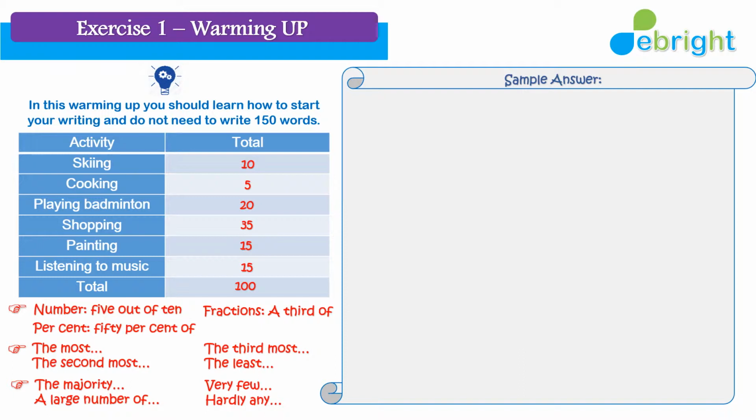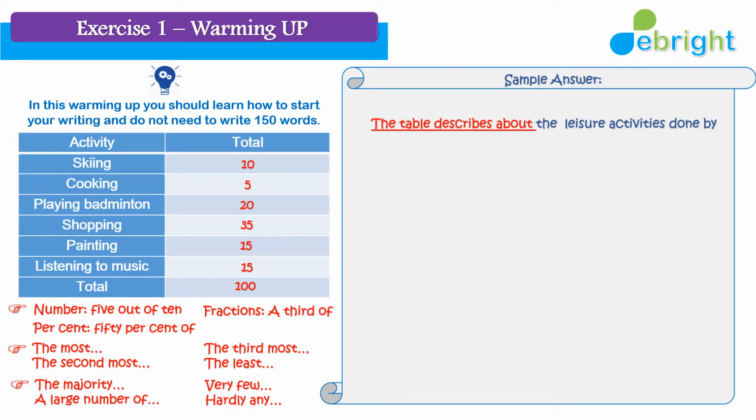So let's start with the sample answer to describe this table. Let's make a simpler one. So the table describes, let me type about, because we've got no title over there. Let's make our own title, because this is warming up, so we can make up a title.